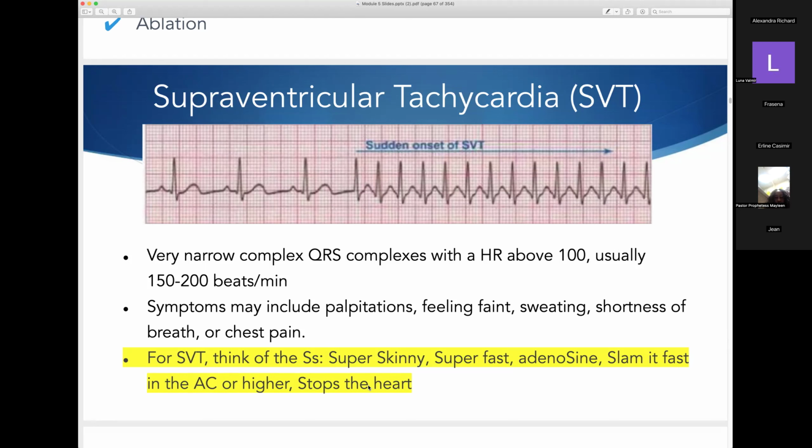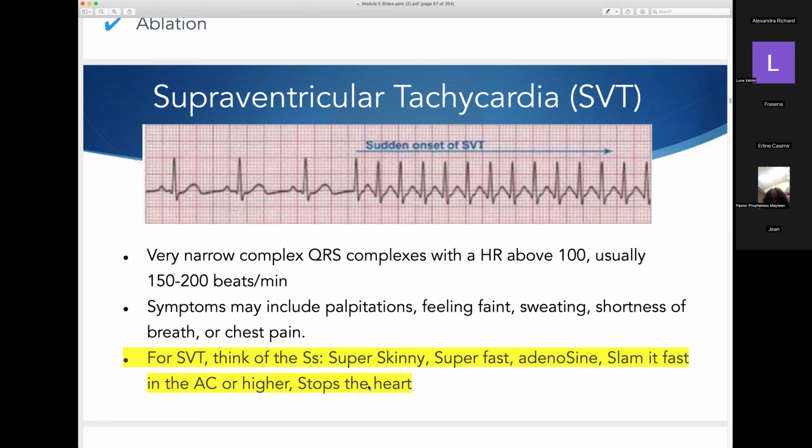Supraventricular tachycardia. For SVT, I want you to think of the S's. SVT is super skinny, it's super fast, and we treat it with adenosine, and you have to give adenosine by slamming it fast in the AC or higher, and it stops the heart. It's super skinny in appearance. It's super fast because it's a tachycardia, supraventricular tachycardia.